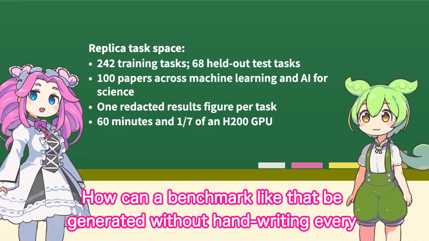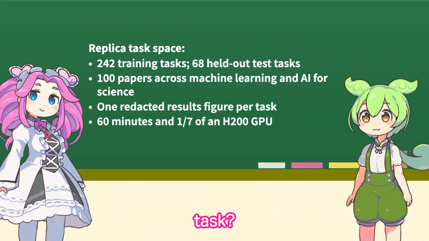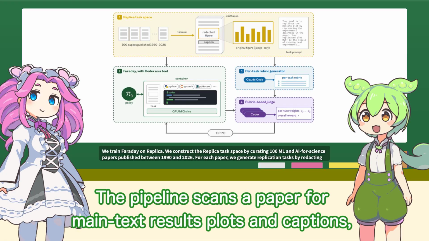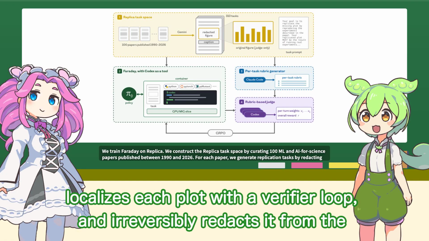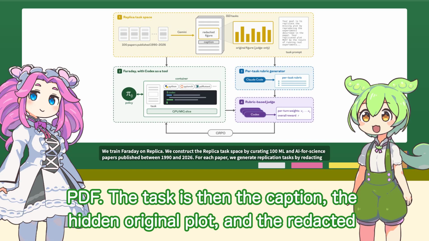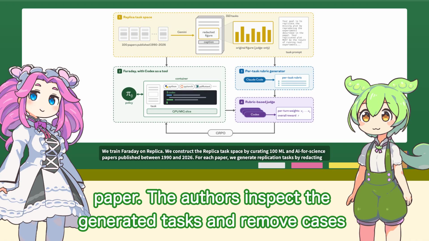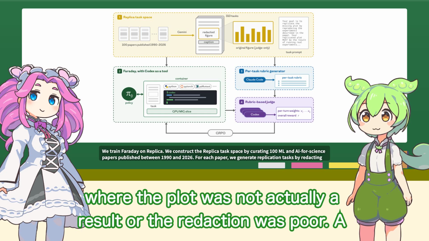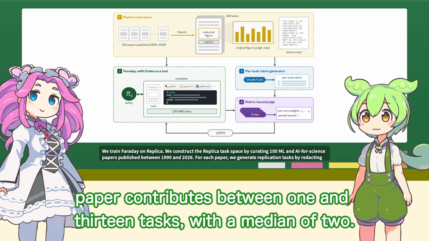How can a benchmark like that be generated without handwriting every task? The pipeline scans a paper for main text results, plots, and captions, localizes each plot with a verifier loop, and irreversibly redacts it from the PDF. The task is then the caption and the hidden original plot. The authors inspect the generated tasks and remove cases where the plot was not actually a result or the redaction was poor. A paper contributes between 1 and 13 tasks.